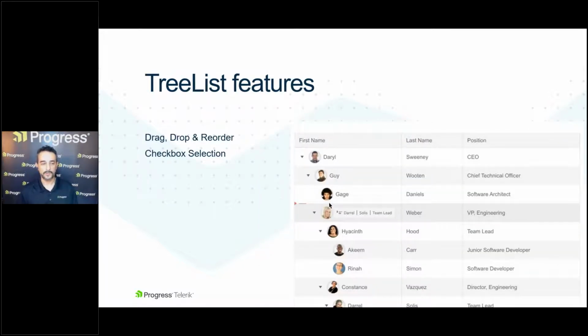Our tree list has some new features as well. We have drag and drop reordering. So it's a nice UX there for rearranging items throughout your tree list, and you get the right hierarchy, and the API has excellent feedback for where that item is being dragged and dropped within that tree list. We also have checkbox selection, so you can check and select multiple items within the tree list.